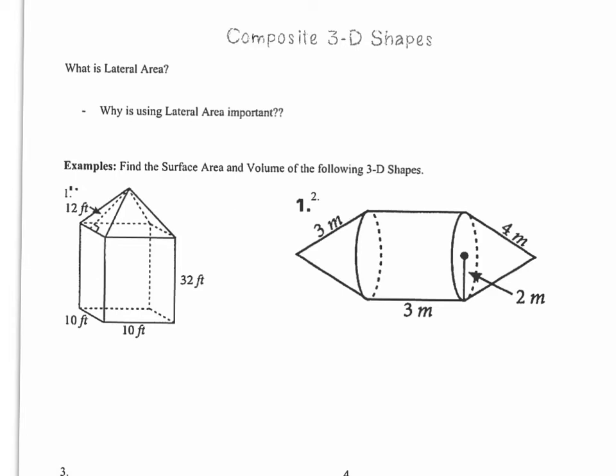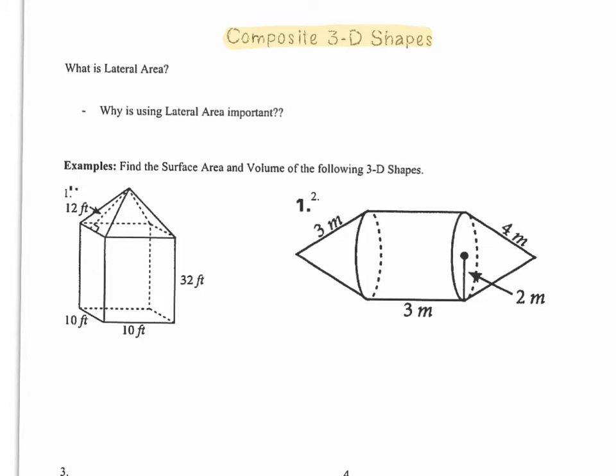Today we're going to talk about how to find the surface area and volume of composite 3D shapes. Last time we talked about finding the surface area and volume of just a single 3D shape, but now we're taking two or more shapes and stacking them on top of each other or putting them next to each other. We want to find the surface area of that whole image.